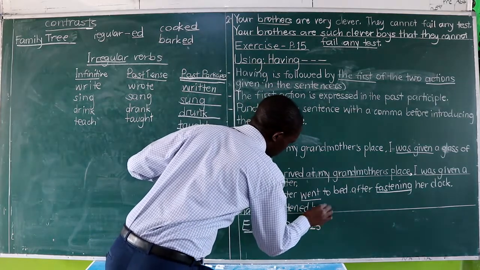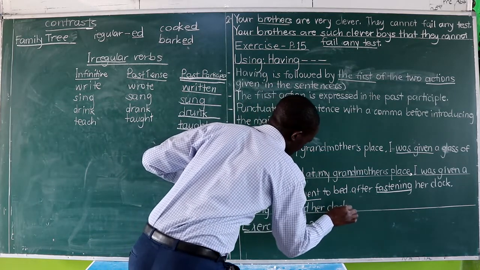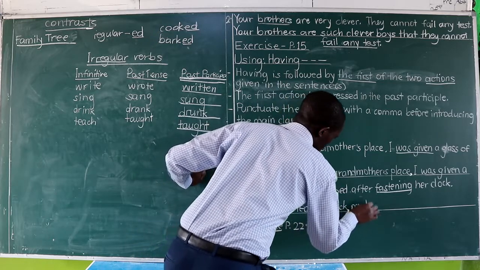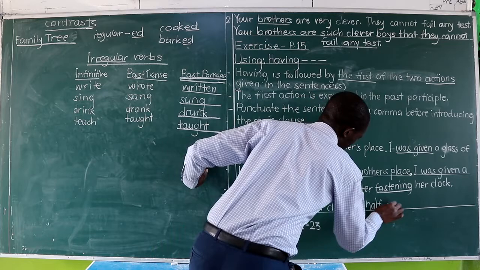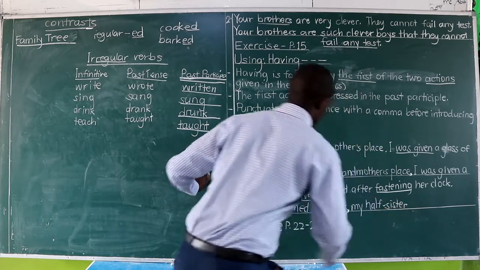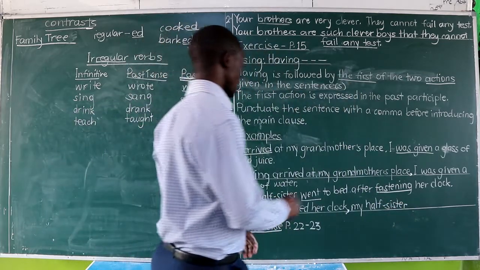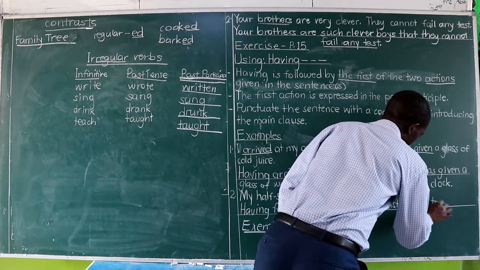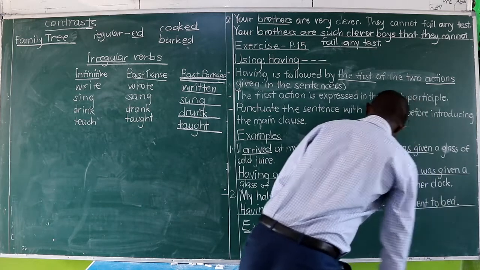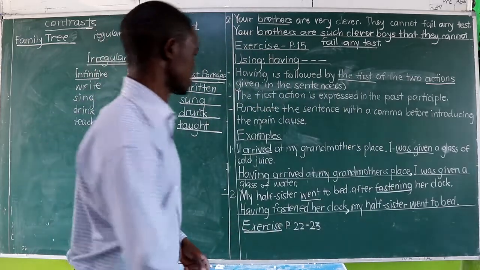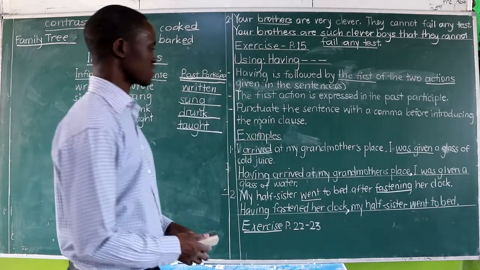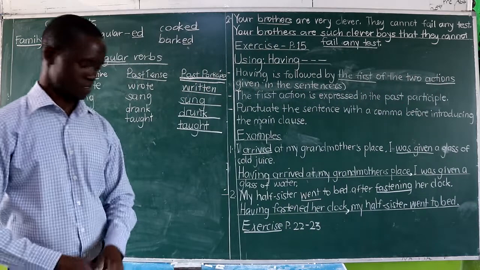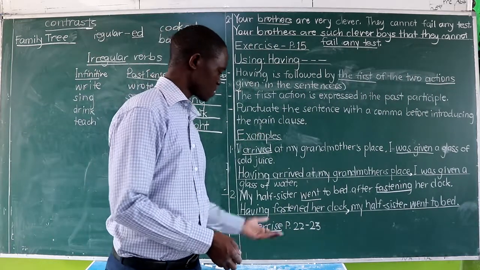her clock, comma, my half-sister. Check the hyphen, make sure it is there because it is written here in our question. My half-sister went to bed. I repeat my answer. Having fastened her clock, my half-sister went to bed. That's where we are, and that should be the end of our examples.